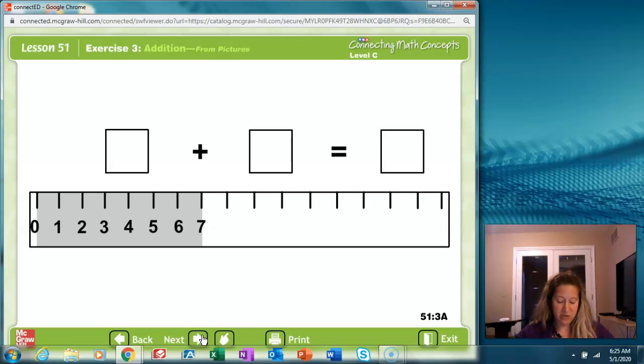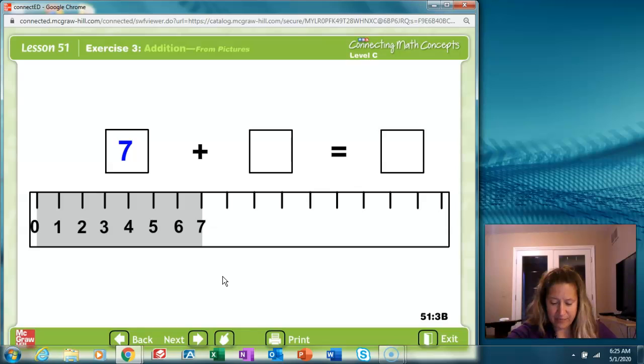For the next part, we are going to look at some addition using the ruler. Okay, so here's a ruler that shows inches. The ruler has a shaded part right here and an unshaded part here. You're going to figure out the addition fact for this ruler. So how many inches long is the shaded part here, boys and girls? It ends at the 7. So 7 inches, right?